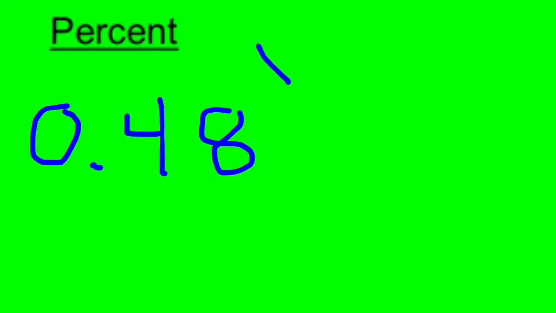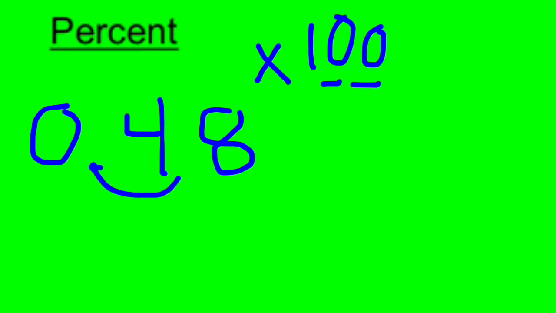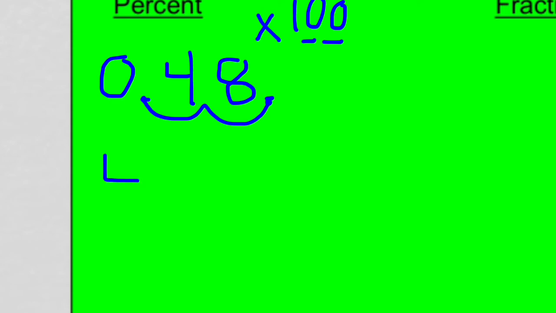We'll look at the decimal 48 hundredths. And we're going to convert that to a percent. So I take my decimal and I mentally multiply by 100. And no matter what the decimal is, multiplying by 100 shifts the decimal 2 behind the 8. And that's 48%.